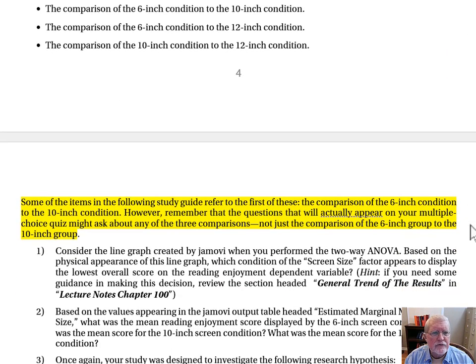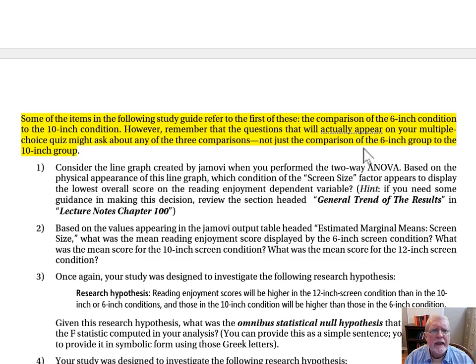We go to page 5, at the top of page 5. Some of the items in the following study guide refer to the first of these, the comparison of the 6-inch condition to the 10-inch condition. However, remember that the questions that will actually appear on your multiple choice quiz might ask about any of the three comparisons, not just the comparison of the 6-inch group to the 10-inch group.